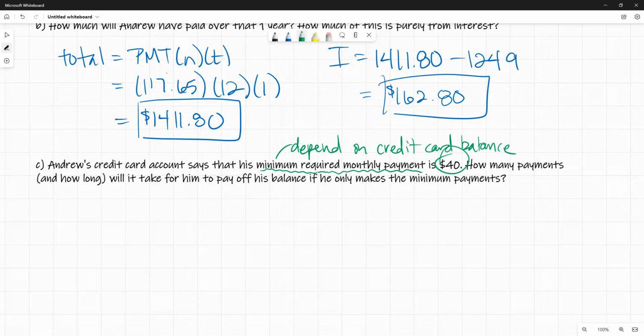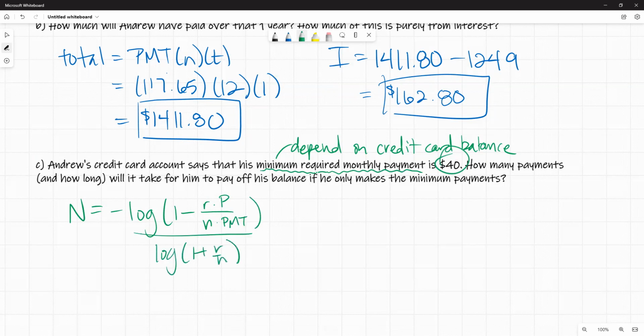How many payments, and how long, will it take Andrew to pay off this balance if he only makes the minimum payments? Here's where we're going to use the formula that we came up with at the top. N is equal to negative log of 1 minus R times P divided by N times PMT, divided by log of 1 plus R over N. Solving this will answer the first part, how many payments. So let's fill everything in.